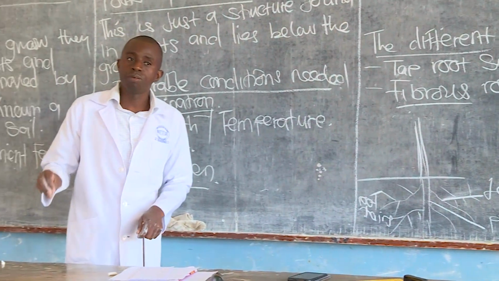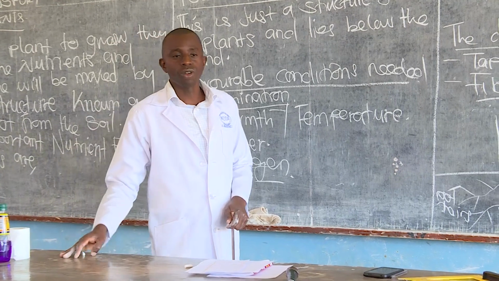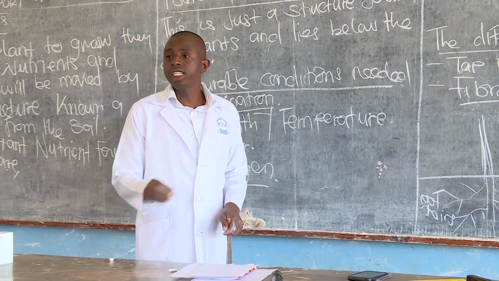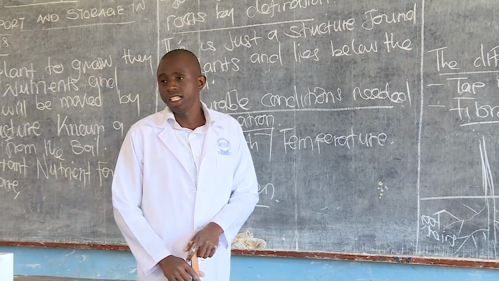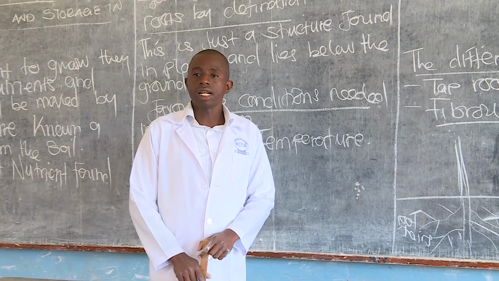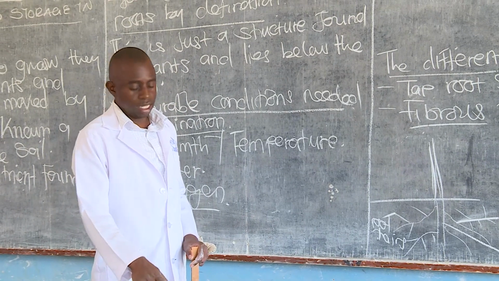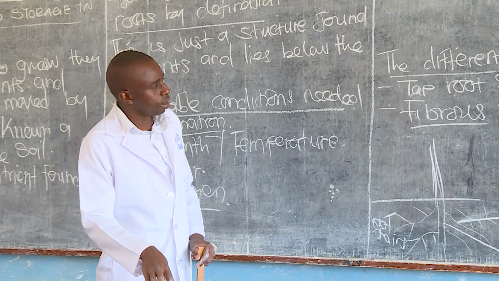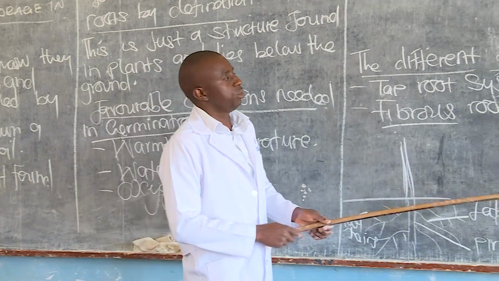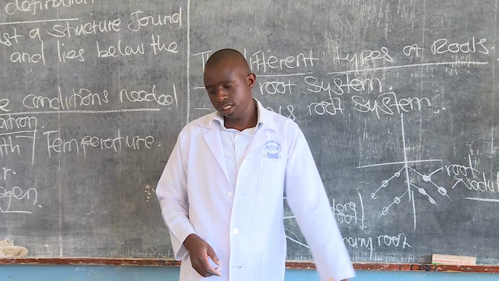Examples of monocotyledon plants. What are some of the examples of monocotyledon plants, where you find this type of root system? Maize. Grass. So, the general answer for this one, when you say grass, most of the grasses we see outside, this is the type of root system which they have: fibrous root system or adventitious root system.